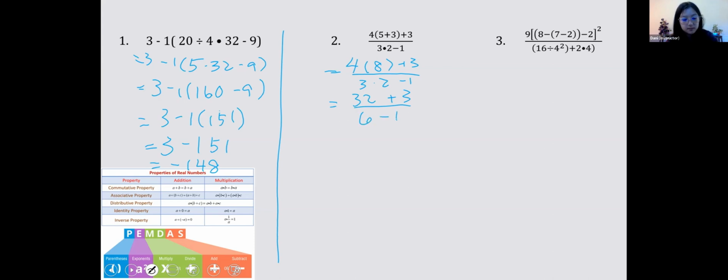So now our next step will be to simplify the numerator and the denominator, and then we can do the division. So the numerator will be 35, and the denominator will be 5. And so our final step will be to divide 35 by 5, which is equal to 7.